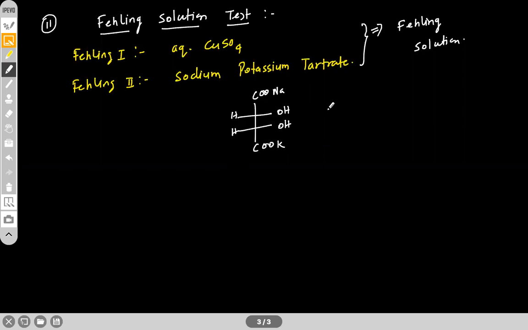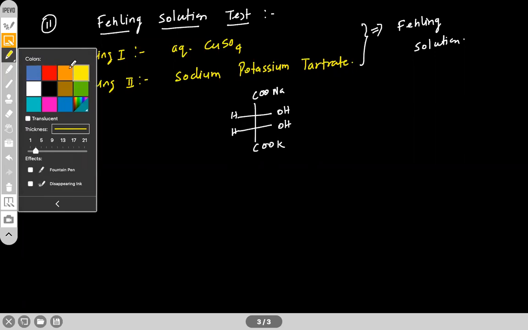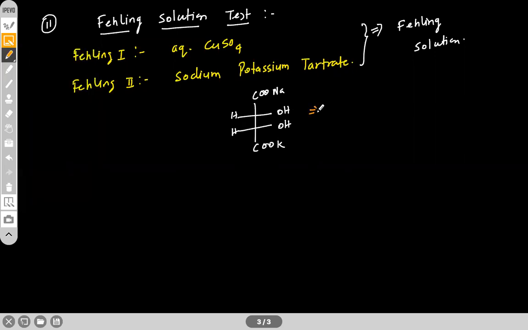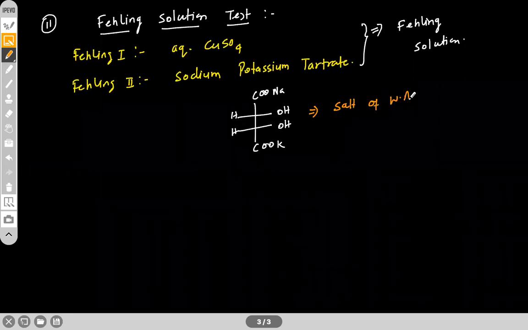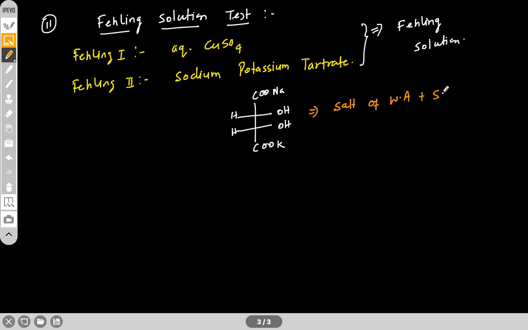When you look at this molecule, sodium potassium tartrate, could we say that this is the salt of a weak acid and a strong base? Yes, sir. Why weak acid? You have two COOH groups in an organic compound, and when it reacts with NaOH and KOH, it gives you these two compounds, correct? Salt of weak acid and strong base. We have discussed this already in ionic equilibrium, right?